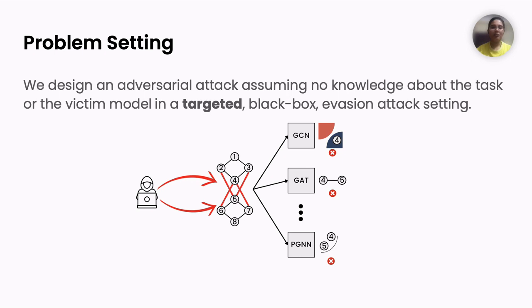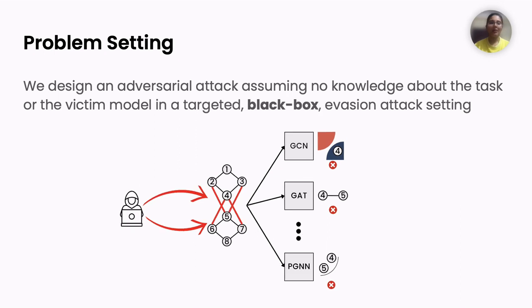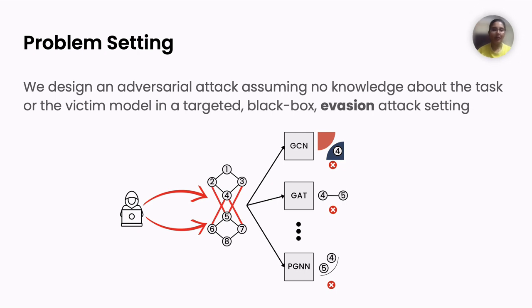Targeted attack aims to reduce the performance of a model on a set of specific nodes or edges. Moving on, a black box attack assumes no knowledge of the GNN model, its parameters, the architecture, or the task it was trained for. Further, evasive attacks are done at test time on the input graph. The aim is to drop the performance of a deployed model maximally on the perturbed graph.